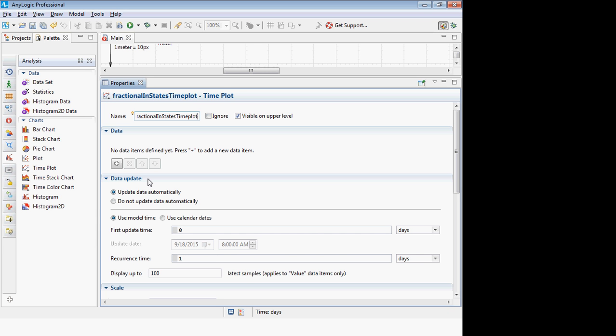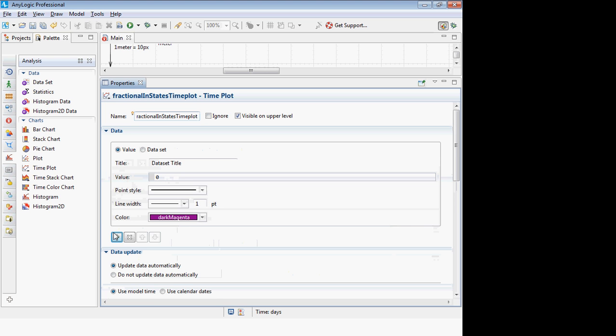Add data, that's right. So I'm going to add data items for three things. To wit, fraction susceptible, fraction infectious, fraction recovered. Okay, fraction susceptible, yeah. And this is just a title. We can put anything there. It's just a string. It's nothing fancy. But the value of it will be given by what? Indeed.